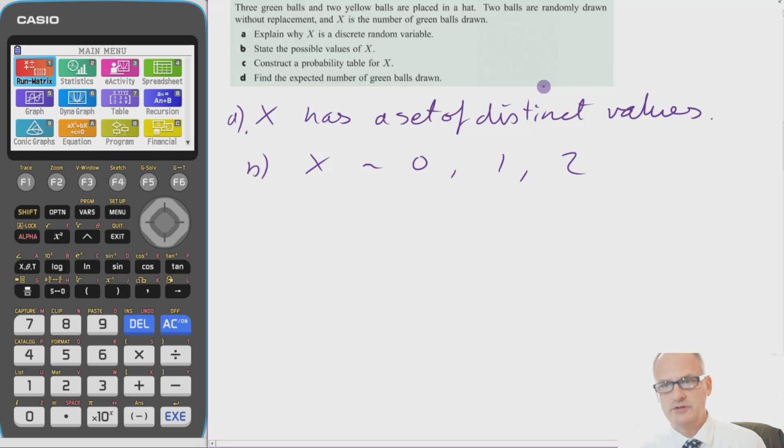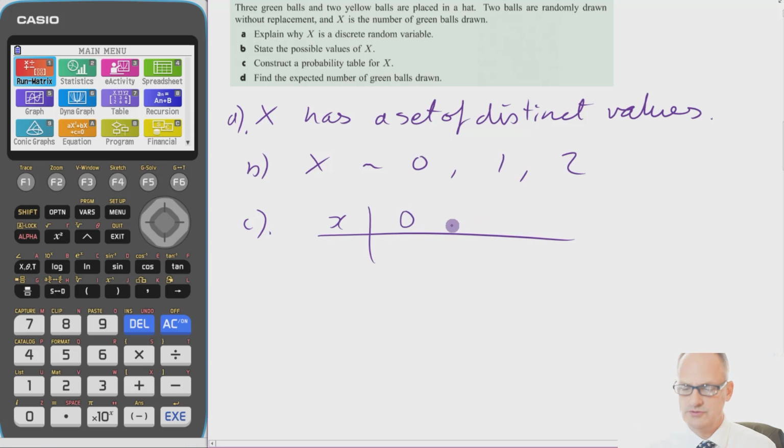Obviously you could have 1 yellow, 1 green, which gives you 1 green ball, and obviously you could have 2 yellow balls drawn, which will give you no green balls. So we're going to construct a probability table for X. So let's just put our values that X can be: 0, 1, 2. And we want the probability that X is equal to x in the next row.